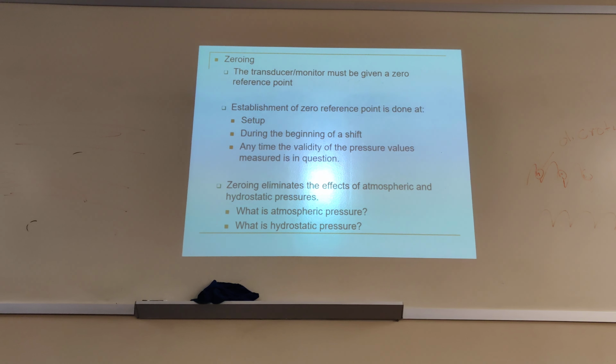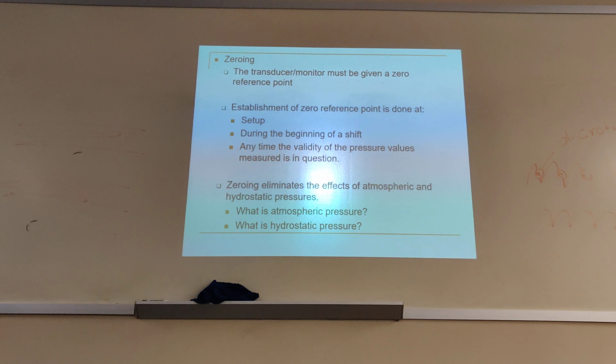Okay? At the beginning of the shift, nurses do that a lot. Before they start their shift, they will zero the transducer. Also anytime the validity of the pressure values measured is in question. So you're looking at the patient's blood pressure, and you say, oh, that cannot be him or her. I mean, he was just 140 over 90 a while ago. How come he is 90 over 60 now? Well, I'm going to zero my transducer and then hook it back up and see what I got.